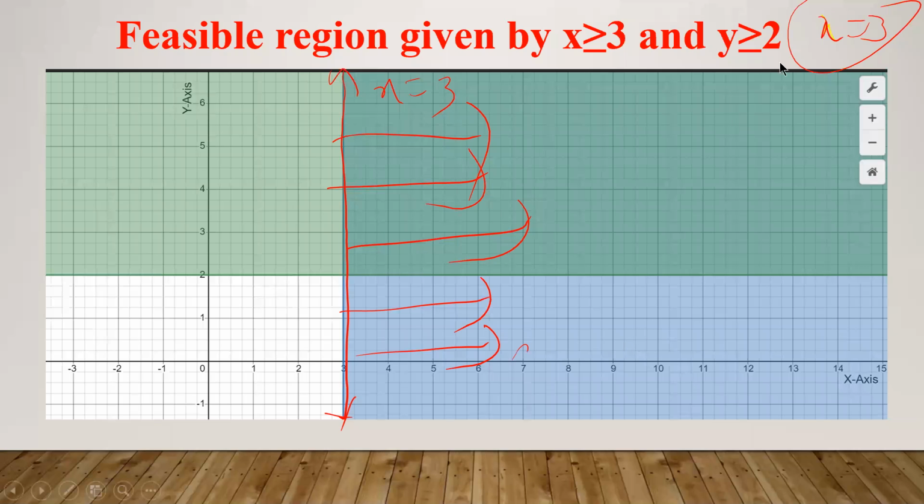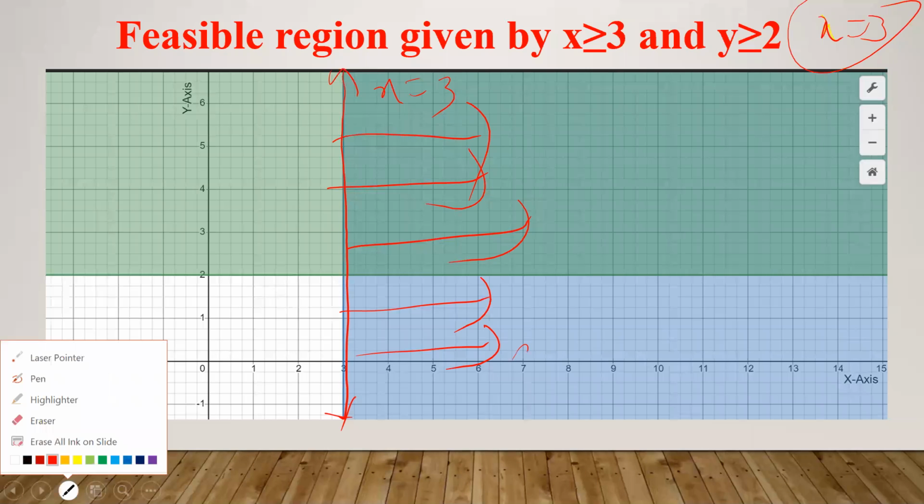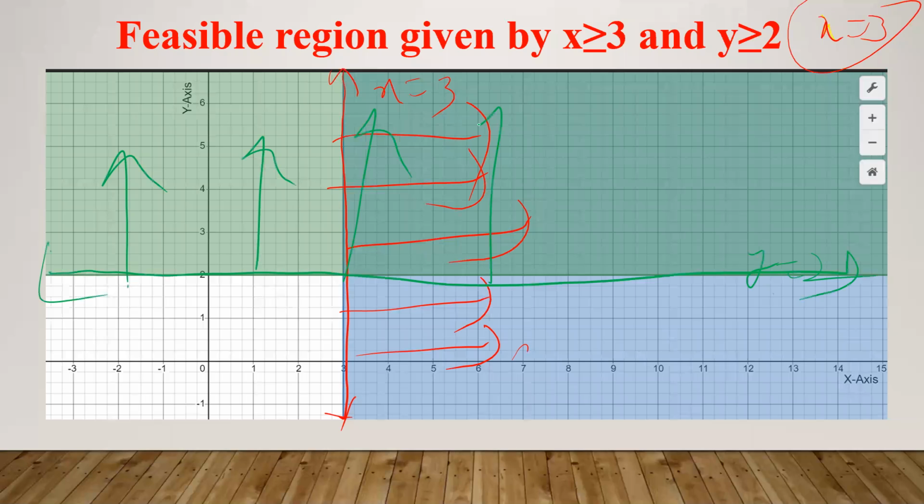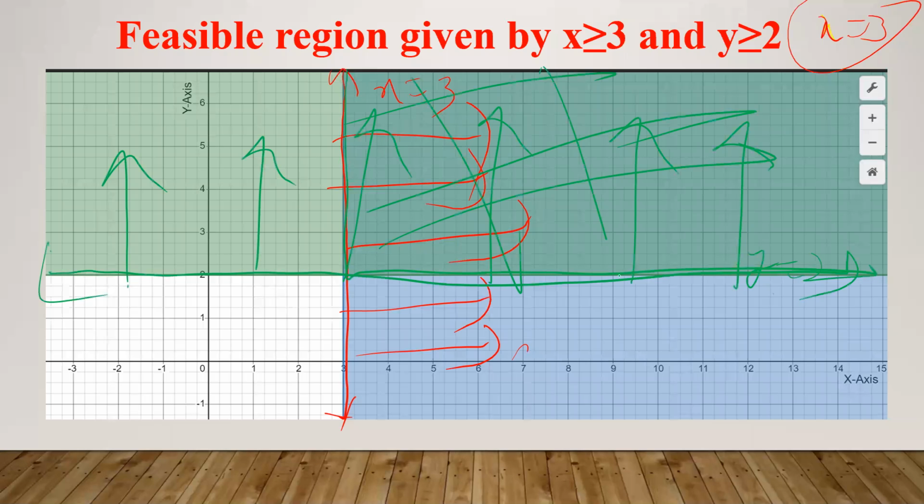Okay. Then y greater than or equal to 2 is which line? Use a different color. See, this one. This is the line y equal to 2. And y greater than or equal to 2 means where I am using this arrow. So which portion is common to both? It is from here to here, this portion. So this is my feasible region.